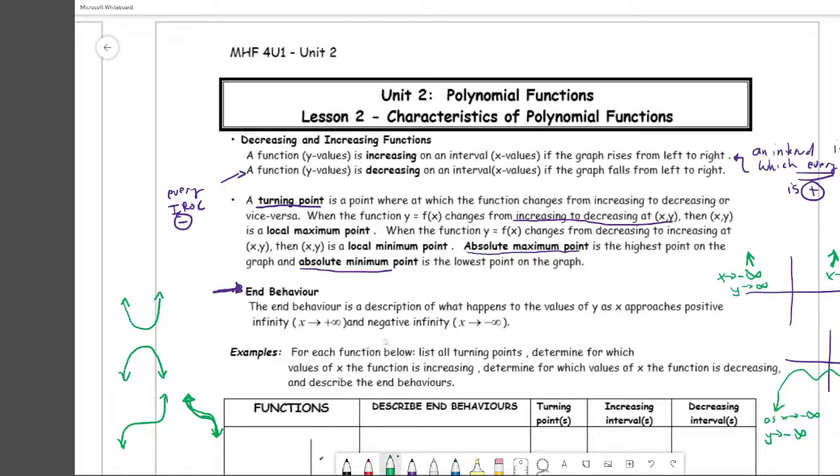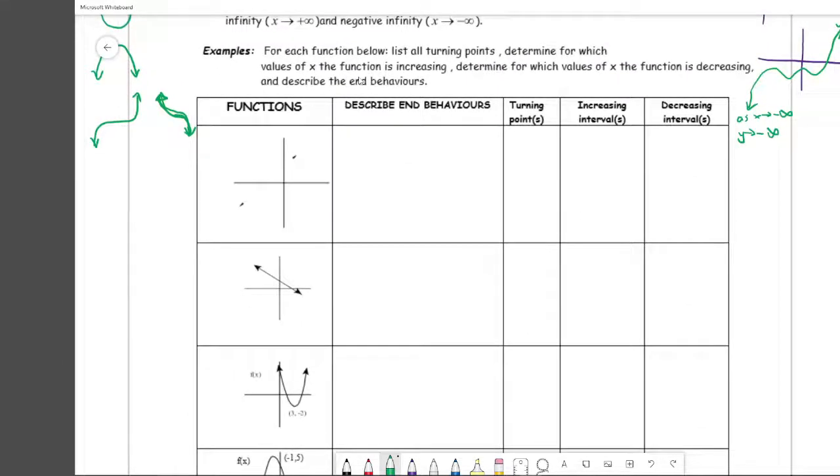Okay, so some starting points. So here we have a straight line. Describe the end behavior. As x approaches infinity, so again, the farther you go this way, y will also approach infinity, the farther you go that way. As x approaches negative infinity, y also approaches negative infinity, because the further you go to the left, the further down the function goes.